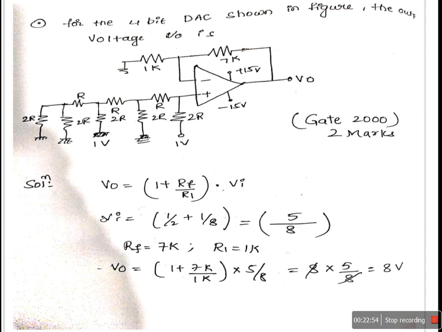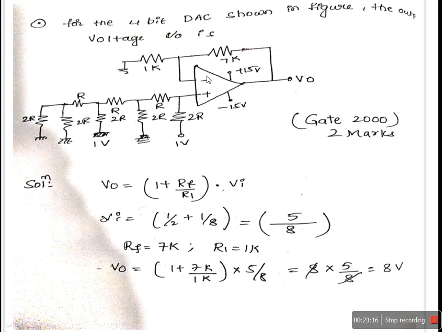So shall we do one problem? This is the GATE 2000 problem, 2 marks. For the 4-bit DAC shown in the figure, the output voltage is. The circuit shows a 4-bit DAC, because here there are sections 1, 2, 3 and 4. So here we need to calculate the output voltage.